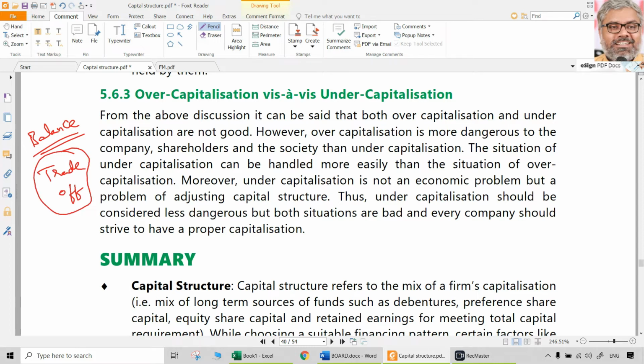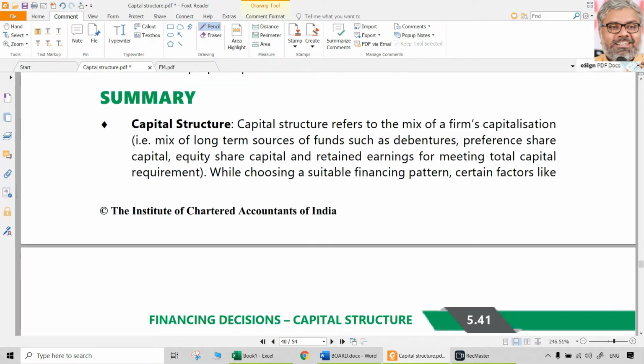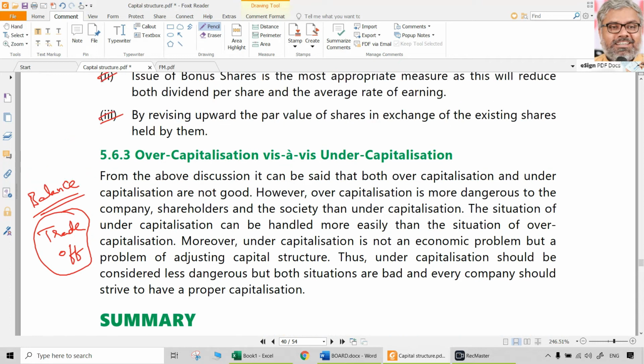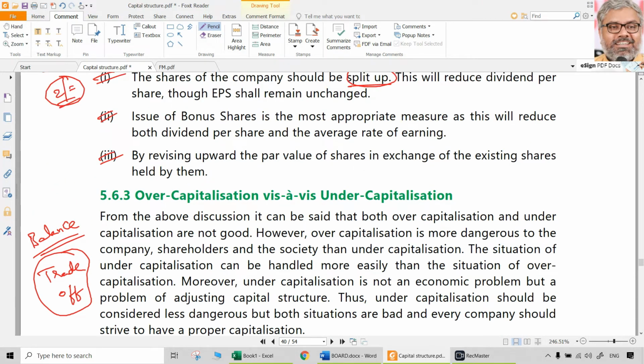Then naturally the company will be reasonable in its performance and capital structure, and not only that, market perception about the company will also be better. If it has overcapitalization or undercapitalization, definitely the market is not going to look at the company in a positive manner.